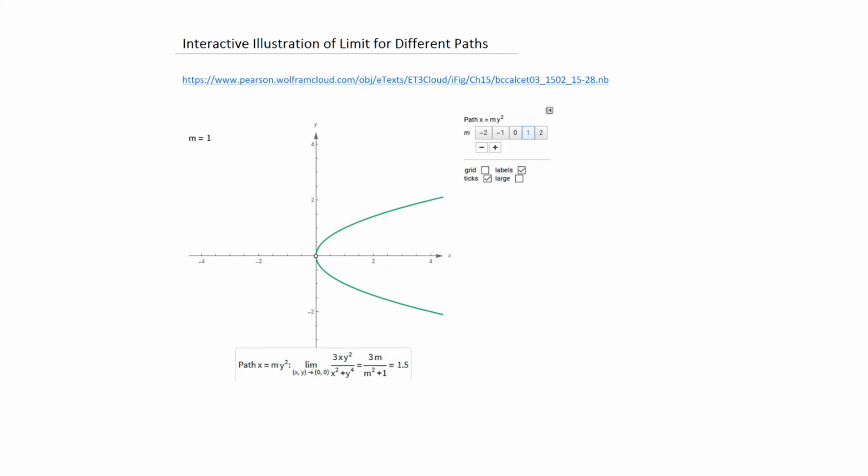All right, so the path is x equals my squared, and we have basically here an interactive program that you can play with to check to see how the path changes as you change the value of m. So this is an example where m was set to 1 and the value of z turned out to be 1.5.